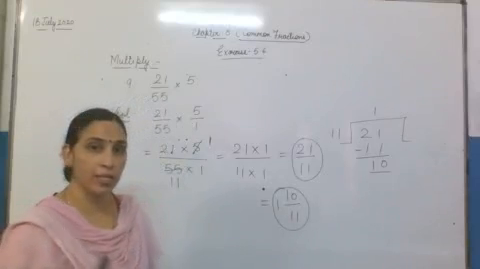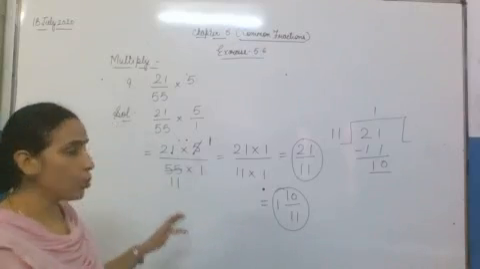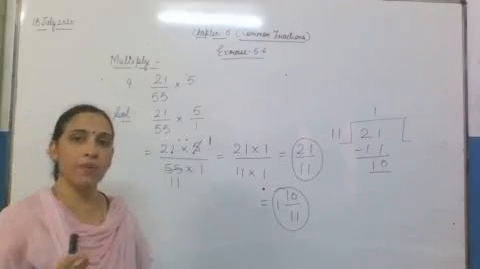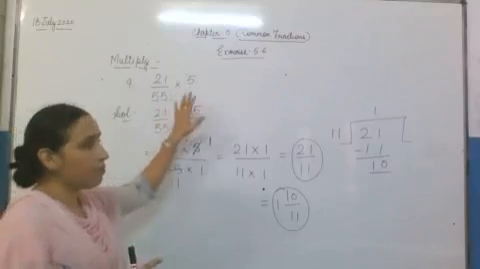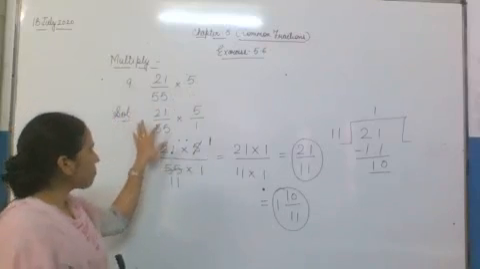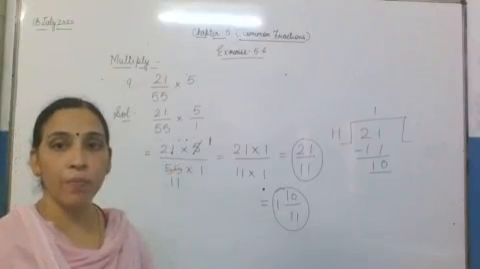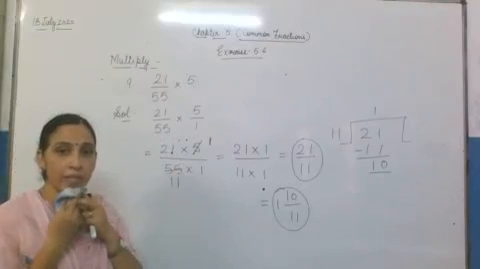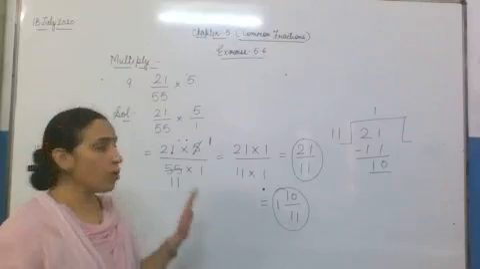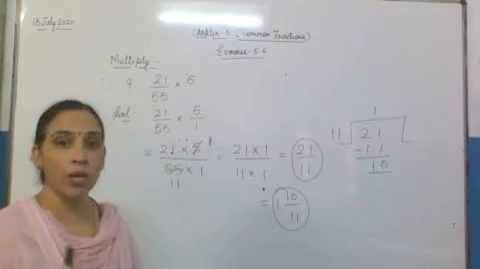So what have we done in this question? Let's see again. What is given in your question? You have to multiply a proper fraction, which is 21 by 55, by 5, which is a whole number. Now 21 by 55 multiply by 5 by 1. Why have I written 1? Because if you don't have any denominator, in the place of the denominator you will write 1.